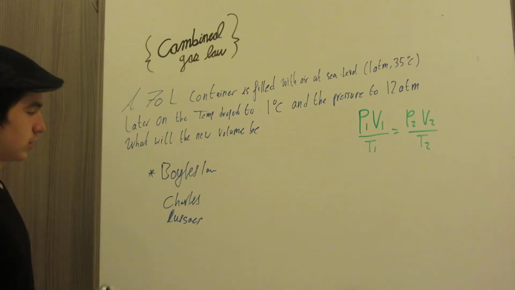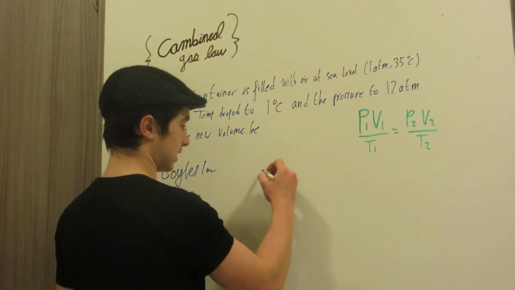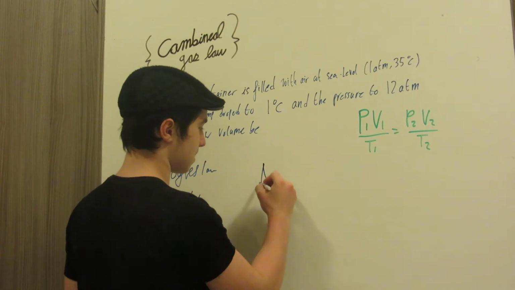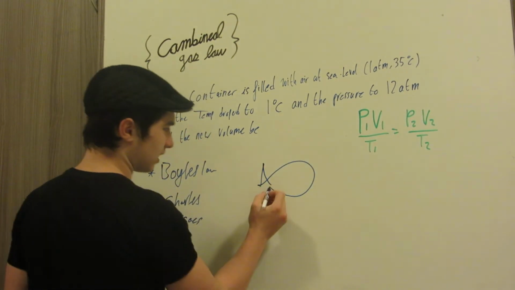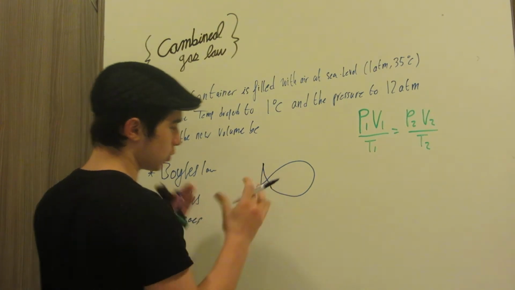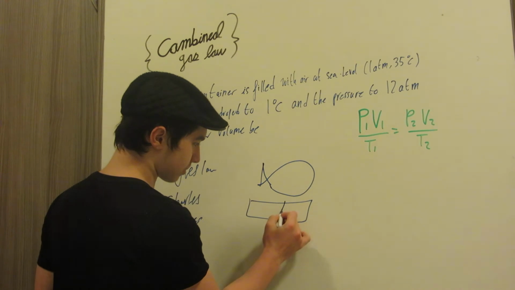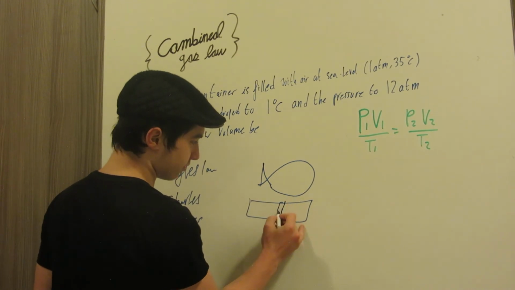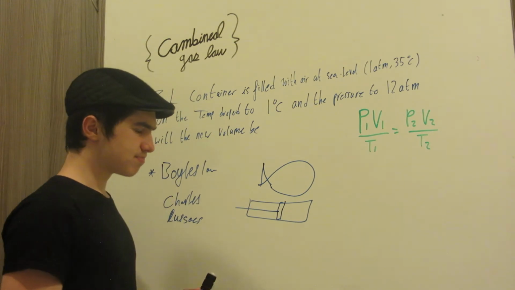So, what are we talking about? Let's imagine we have a container, alright? It's like a balloon, and we just pressurize it, we squeeze it, or for example we have a piston, we're squeezing it. So we're increasing pressure, alright? So volume is decreasing.